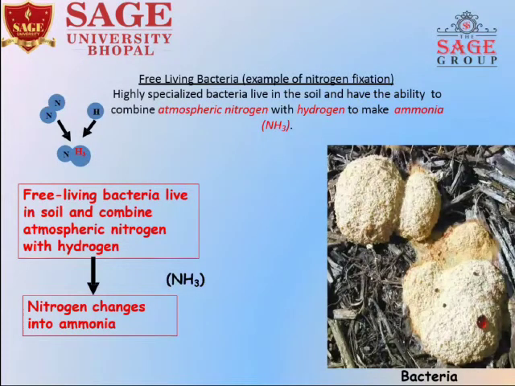Free living bacteria are an example of nitrogen fixation. Highly specialized bacteria live in the soil and have the ability to combine atmospheric nitrogen with hydrogen to make ammonia, NH3. So free living bacteria live in the soil, combine atmospheric nitrogen with hydrogen and form NH3, ammonia.